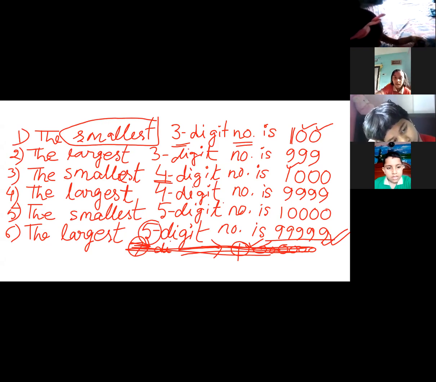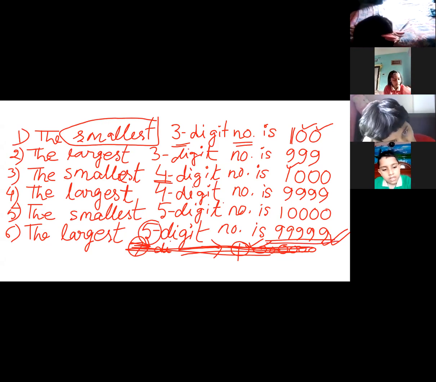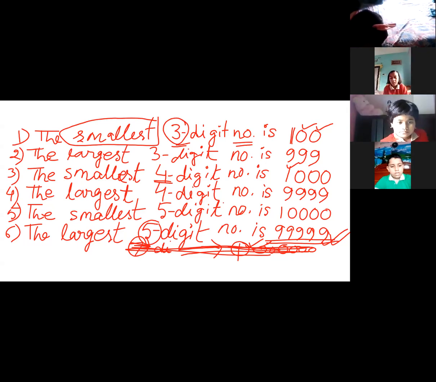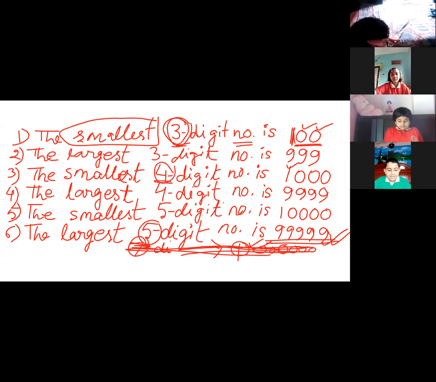And if it is asked the smallest, then a multiple of 10. Suppose smallest 3-digit number, then 1 will be there, and as it is a 3-digit number, 20 will be there, 1 less 0. Suppose smallest 4-digit number, then 30 will be there. Smallest 7-digit number, then 60 will be there. And first we will start the number by putting 1. Okay, these two things are clear to all of you?